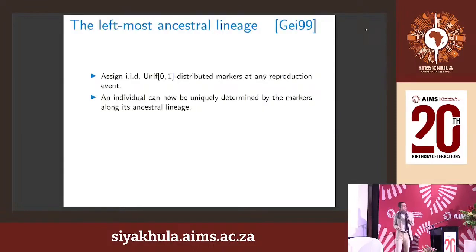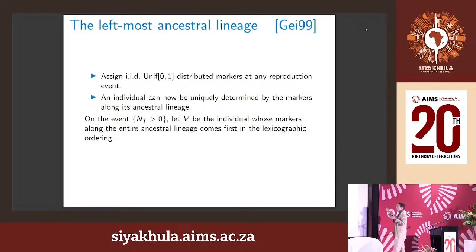So the leftmost ancestral line, how do we do that? We do it in a natural way. When you get children, you give your children a name, right? I'm a mathematician, so my children will get numbers as names, at least those here. Every time there's a birth event, I just assign a name uniformly on [0, 1]. And when I give you your name, the name of your father, the name of your grandfather, you can trace back your complete ancestral line this way. And "we" is just the individual whose marker along the entire ancestral line comes first in the lexicographic ordering.